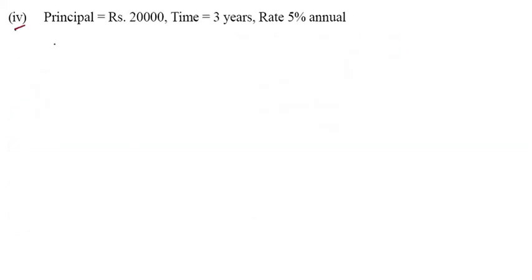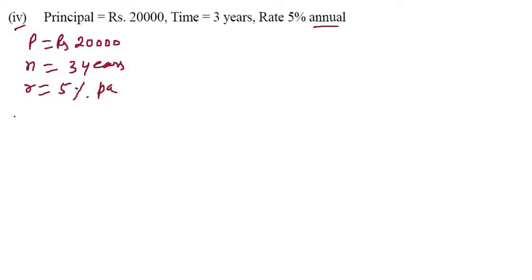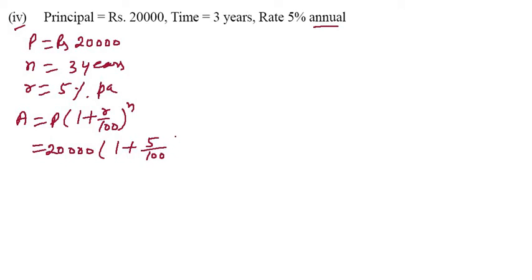Now come to the fourth part of this question. Principal is given as rupees 20,000, and time n is given as 3 years and the rate of interest, that is the R, is given as 5%. It is annual, so you can write per annum. Now apply the formula: A is equal to P into 1 plus R upon 100 whole power n. So P will be 20,000 and 1 plus R is given as 5 upon 100, power n, that is 3.